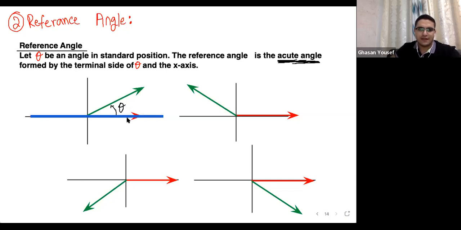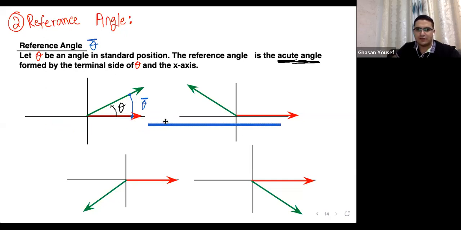And the reference angle must be the acute angle between the terminal side, the green one, and the positive x-axis, the blue line. So this is my acute angle. I mean, this is my reference angle. We denote the reference angle by theta bar.